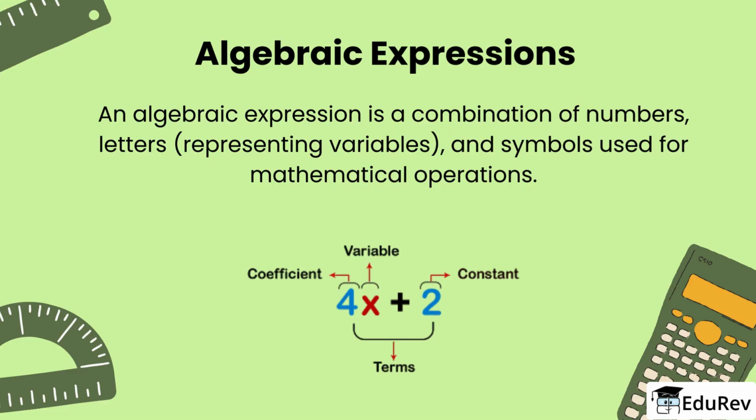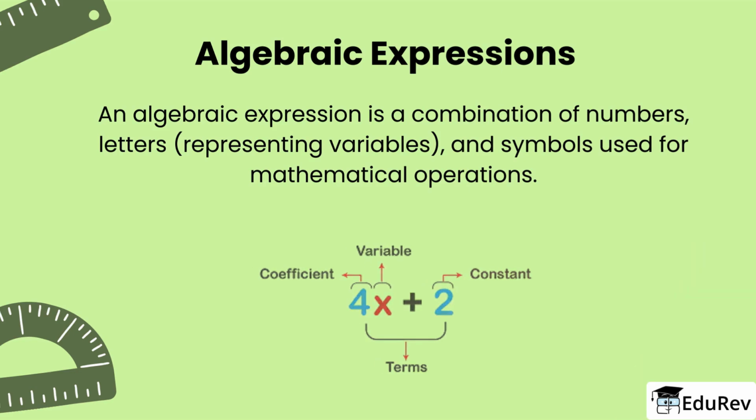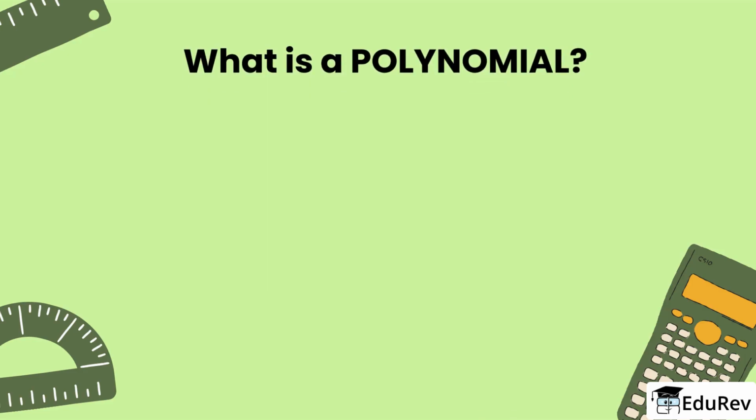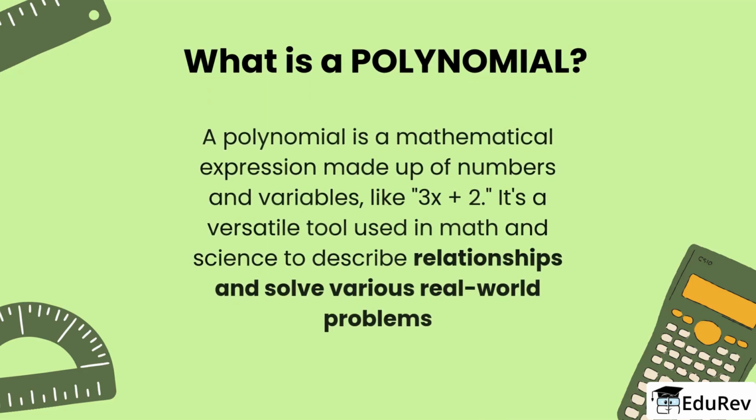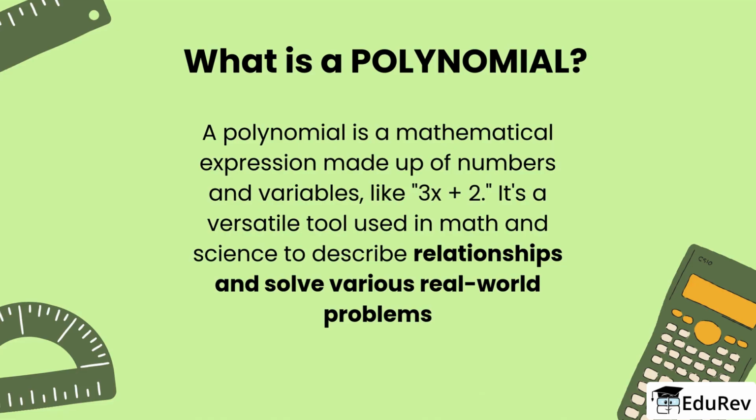For example, in the expression 4x plus 2, 4 is the coefficient, x is the variable, and 2 is the constant. Now, what is a polynomial? A polynomial is a mathematical expression made up of numbers and variables, like 3x plus 2. It's a versatile tool used in math and science to describe relationships and solve various real-world problems.